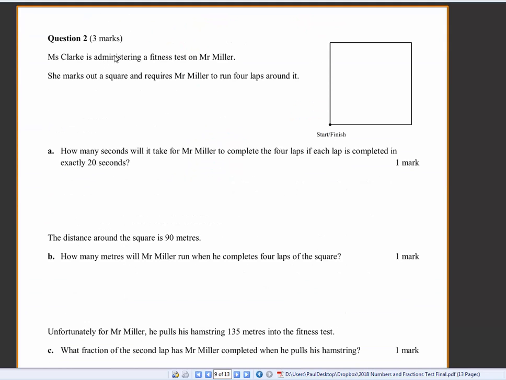Alright, so Ms. Clark is administering a fitness test on Mr. Miller, and she marks out a square and requires Mr. Miller to run 4 laps around it. So how many seconds will it take for Mr. Miller to complete the 4 laps if each lap is completed in exactly 20 seconds? That's 4 laps, 20 seconds each, and that is 80 seconds in total.